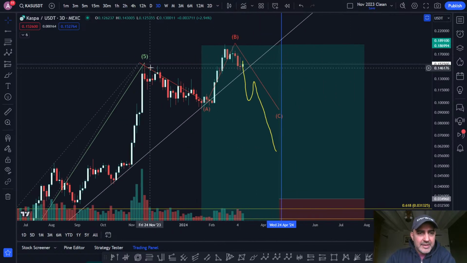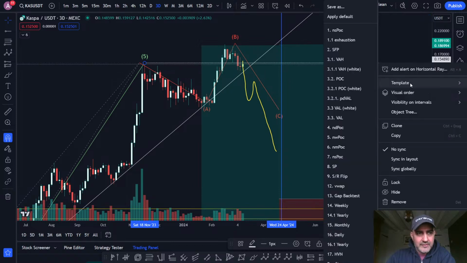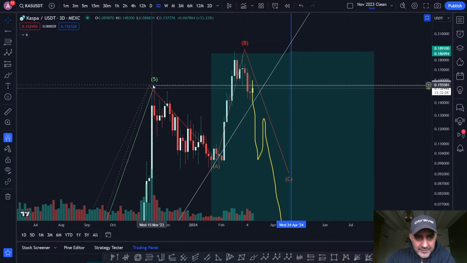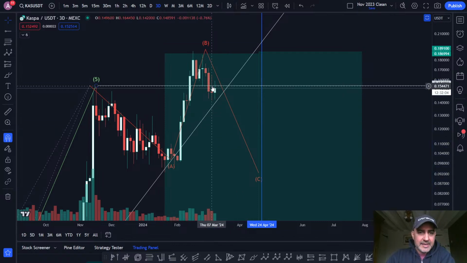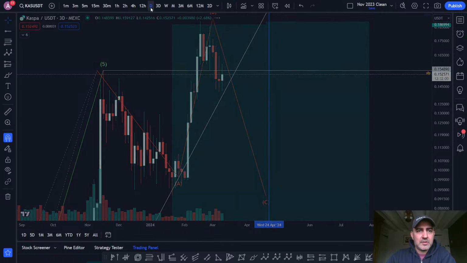Why? Because this is the high that's been put in, and it's underneath it. So this is what it's looking like now. If anyone's interested in Casper, it's a little bit of a failed auction on that pivot there. This is looking like a failed auction right now. See that? This is the 3-day time frame. So let me go to the daily.